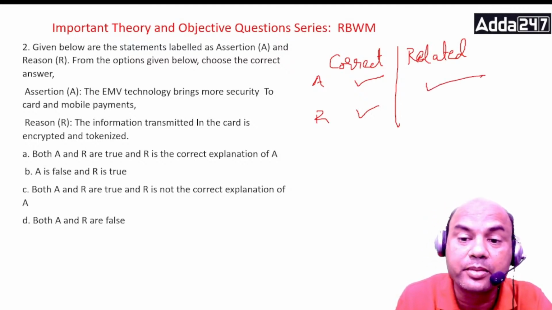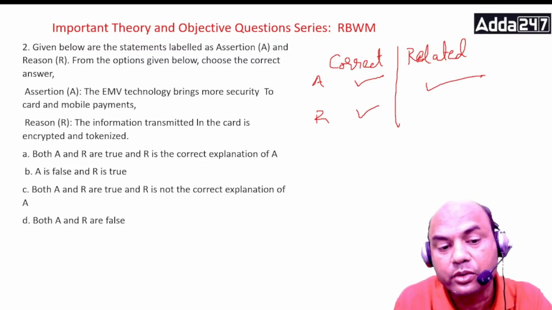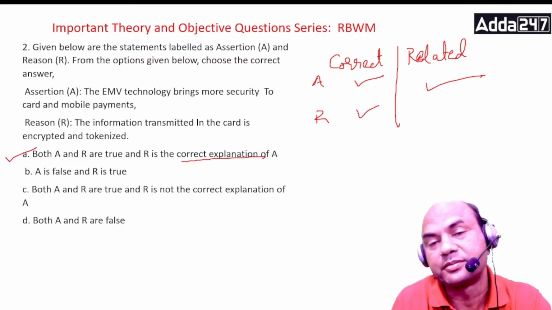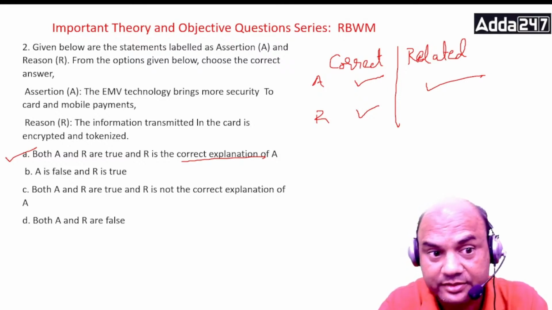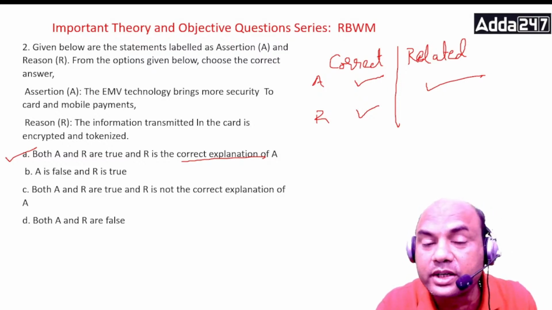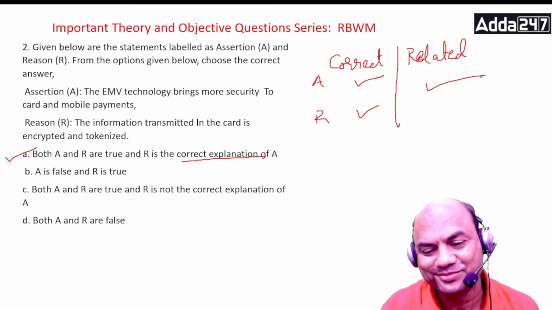So they are related because it is encrypted, it is safe. So both A and R are true and R is a correct explanation of A. So that is also true. Got it? That is the answer. This is how you have to find the answer to this question. Firstly, whether they are correct, and secondly, whether they are related to each other.